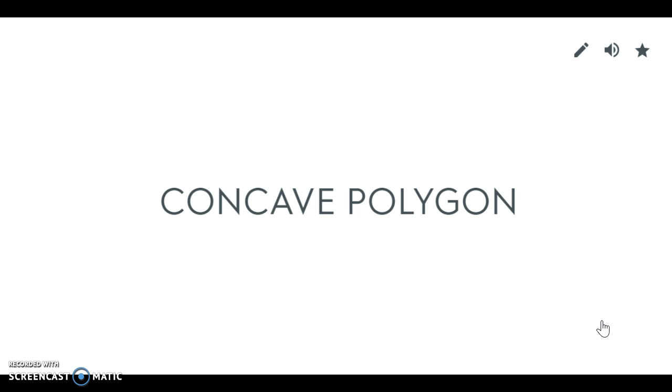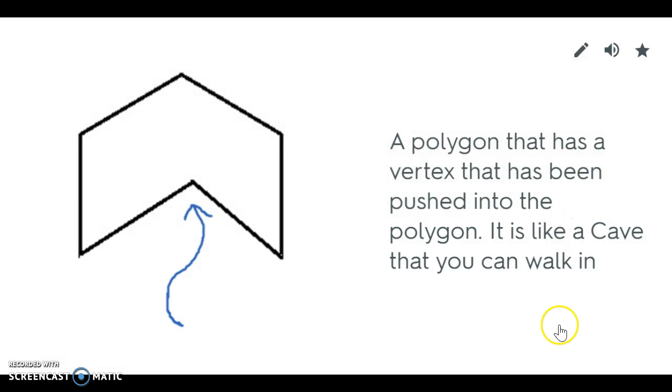So, okay, now with polygons, you have a couple types. The first type is a concave, and a concave polygon is a polygon that has a vertex that's been pushed in. So you see this vertex right here, it's been pushed in. It's like a cave and you can walk in it. So if you see any shape where there's an area that you can walk kind of inside, that is concave.